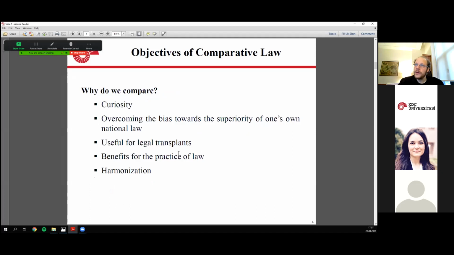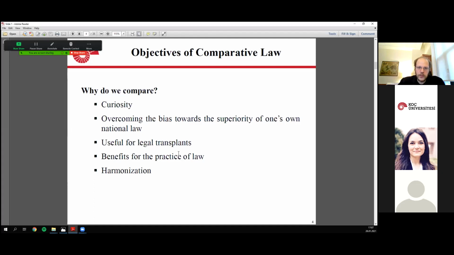So let us start with our first question. Why do we compare at all? One answer to this question could be simple curiosity, because as a lawyer trained in a specific jurisdiction, you may wonder about the other jurisdictions, how they solve their problems, etc. So actually the main motivating drive to engage in comparative law studies is usually curiosity. But it's not limited to that.